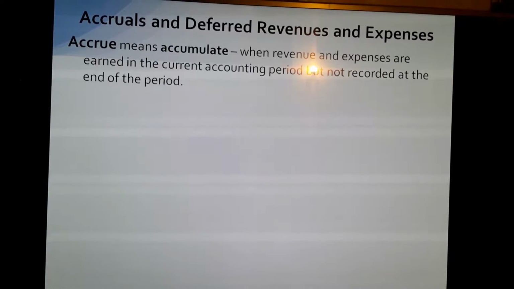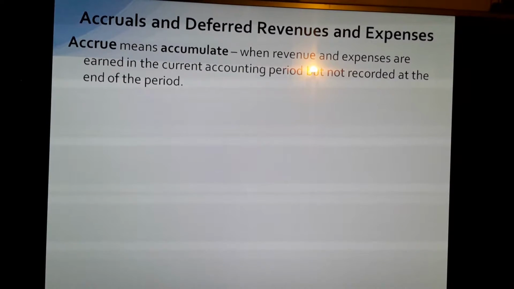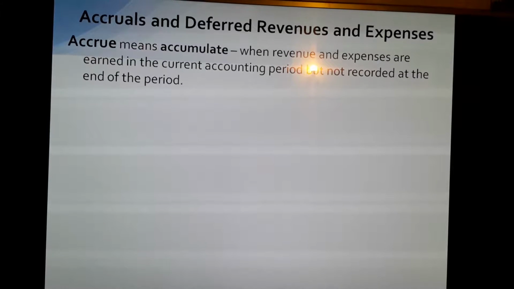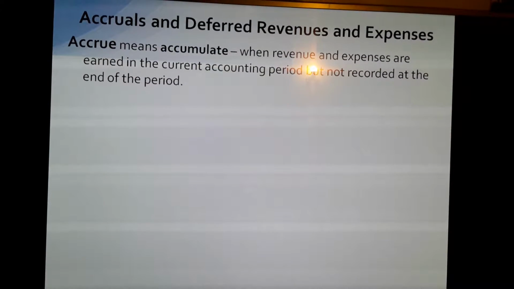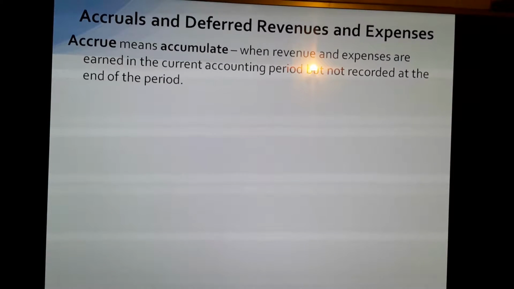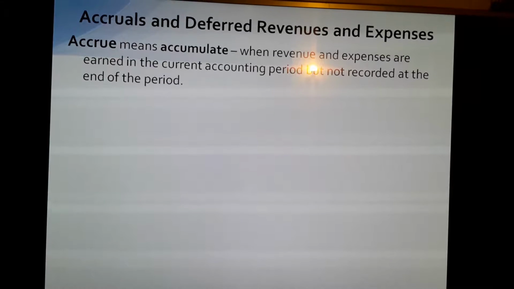Okay, now we jump to accruals, deferrals, revenues and expenses. We say accrue means to accumulate when revenues and expenses are earned in the current accounting period but not recorded at the end of the period.